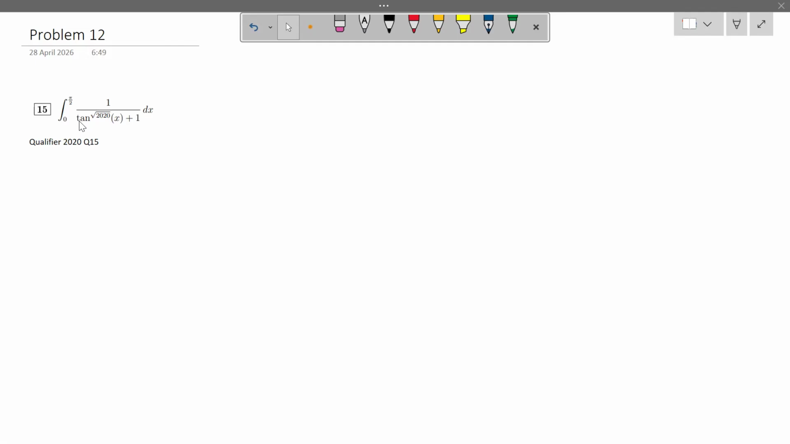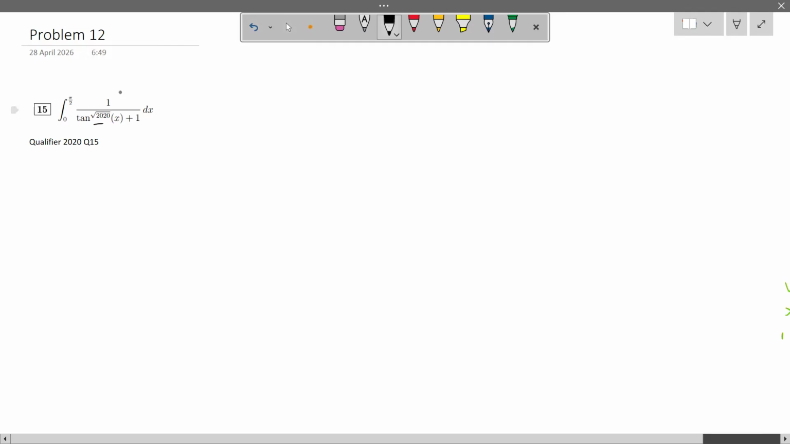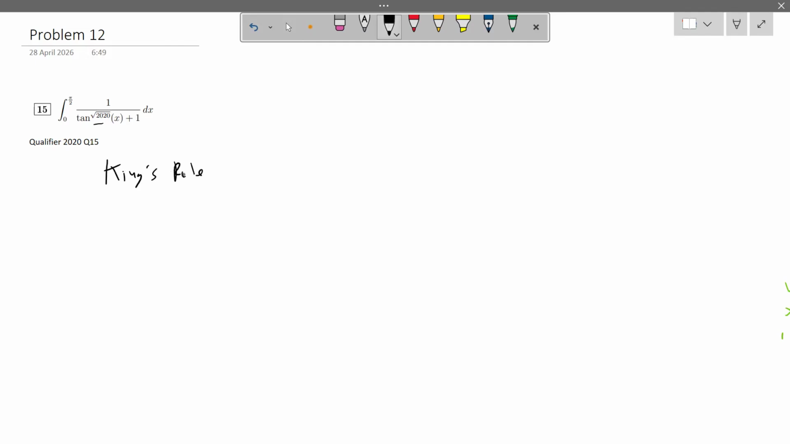So to solve this integral, there's actually a trick that you can utilize here. Looking at the power, you might not really know what to do at first, but there's a neat trick, and it is called the King's rule, or the King's property. This rule is a neat usage of u substitution in such a way that it simplifies this integral. And in this case, it simplifies quite beautifully.